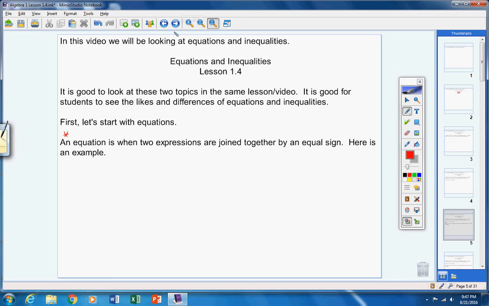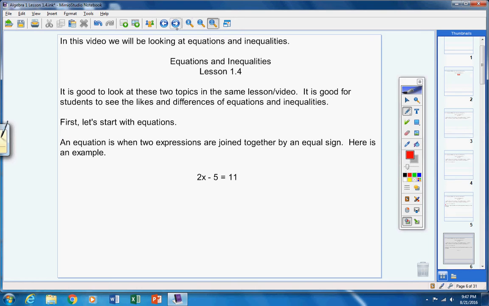Remember, if I go too fast, just pause the video and get caught up, okay? Copy this equation in your notes, please. 2x minus 5 equals 11. Here's one expression, here's the other expression, and notice they're joined together by an equal sign. You say, Mr. Earhart, this is not an expression, this is just a number. Well, guys, a number can be an expression. This is a numerical expression. This is an algebraic expression. When two expressions are joined together by an equal sign, you have an equation.